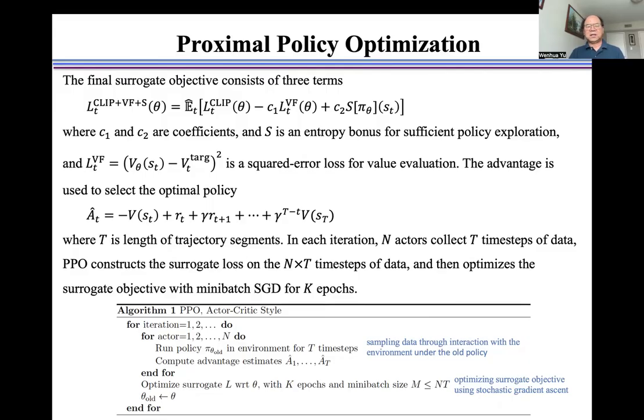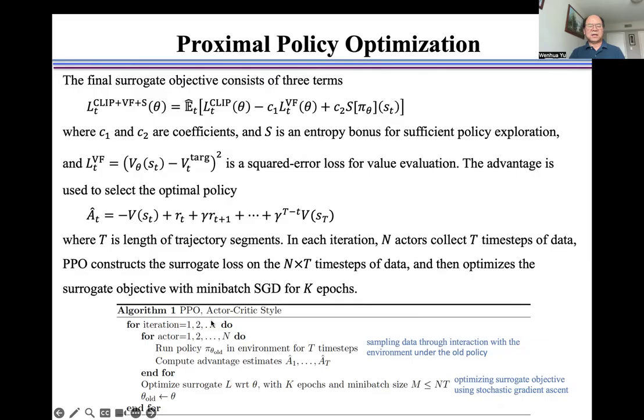segments. In each iteration, N actors collect T time steps of data. PPO constructs the surrogate loss on the N by T time steps of data, and then optimizes the surrogate objective with minibatch SGD for K epochs.